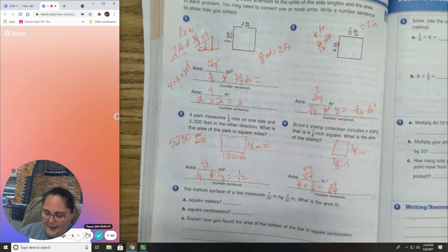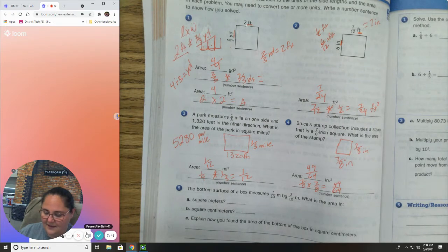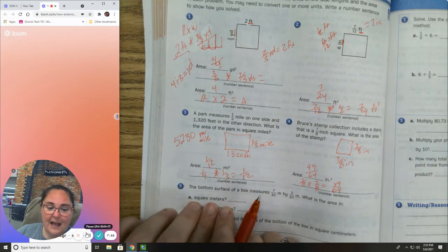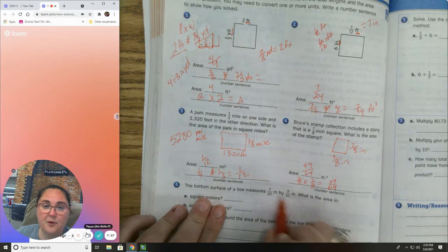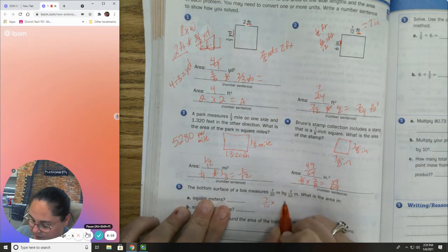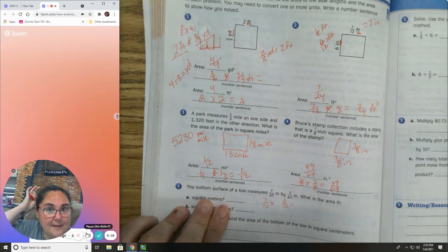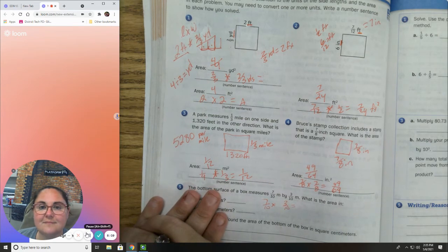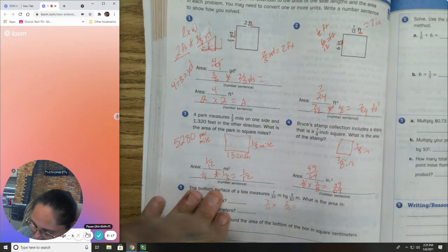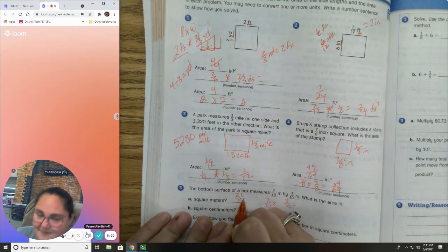All right. The bottom surface of a box measured 7/10 of a meter by 3/10 of a meter. What is the area in square meters? So that's where we're going to start. Since it's already both at meters, I am just going to multiply it together. 7/10 times 3/10 is what? 21 over 100.